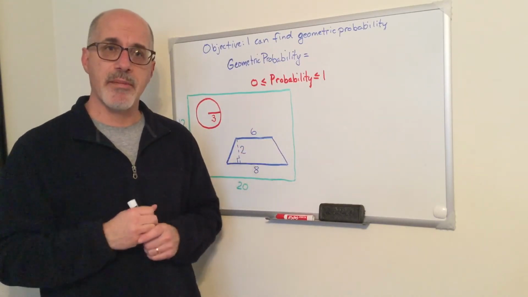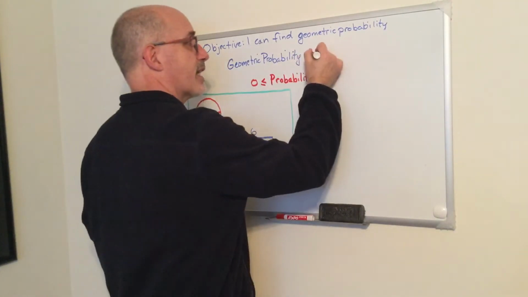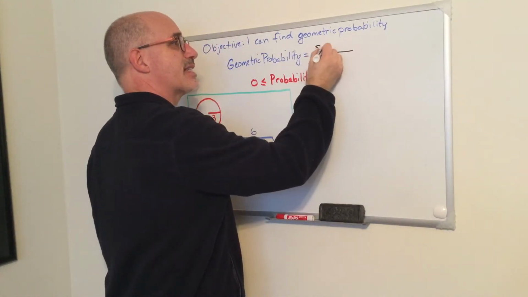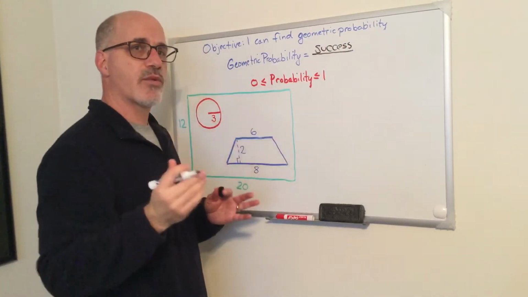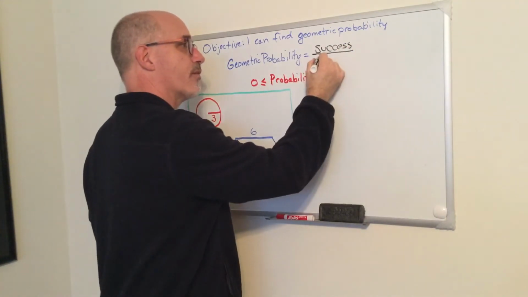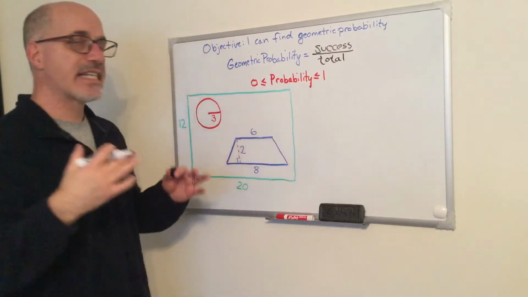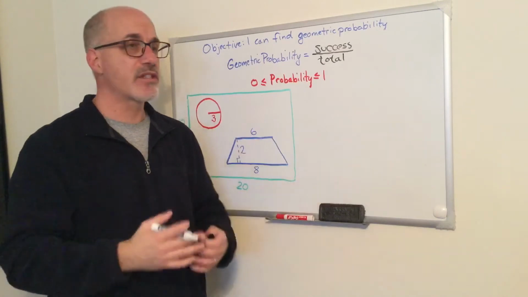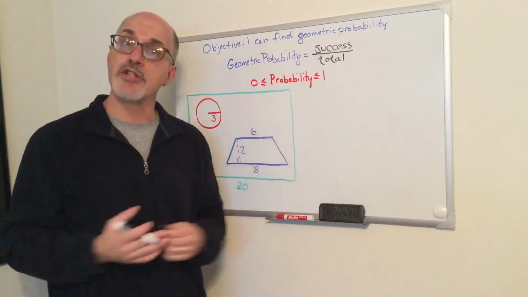Now let's talk about probability. Probability is always, when we measure these things, we use the formula of success, for whatever the constraints are that we're talking about, over the total. So what is it that we want to find the probability of, and what's the total possibilities? If you put success over total, you get your probability.